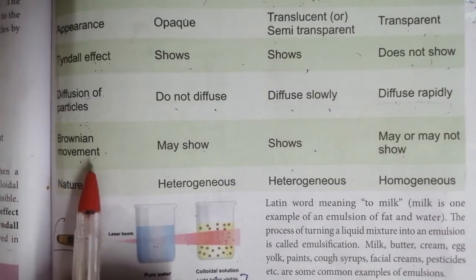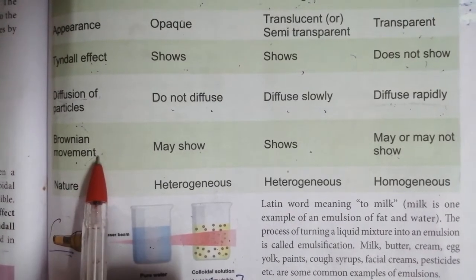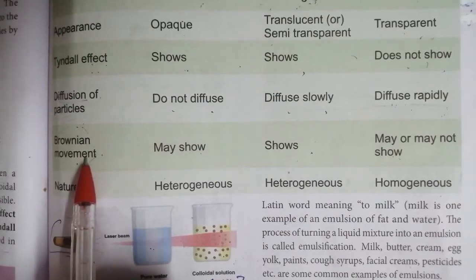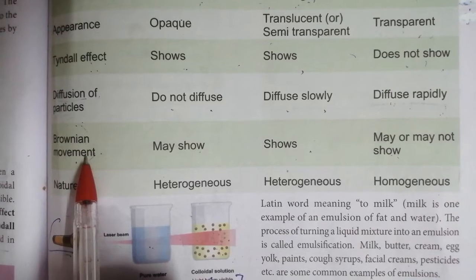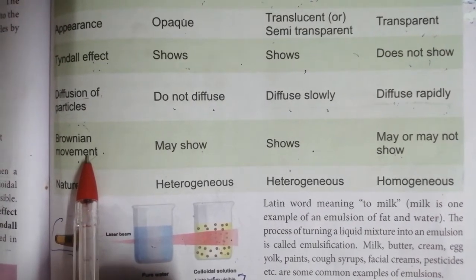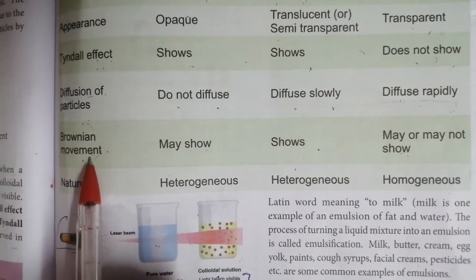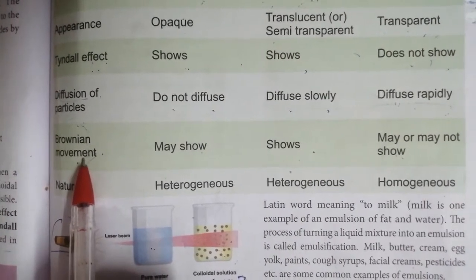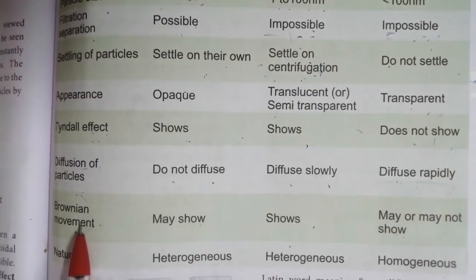What is Brownian movement? When a colloidal solution is viewed under a powerful microscope, we can see the particles, right? The particles are moving rapidly, so that is the Brownian movement. Can the colloidal solution and the suspension solution show the Brownian movement?